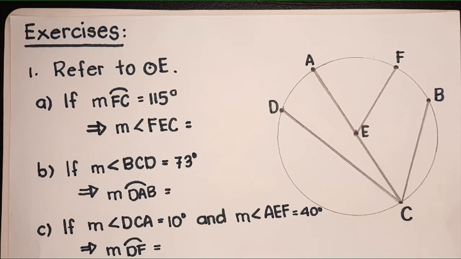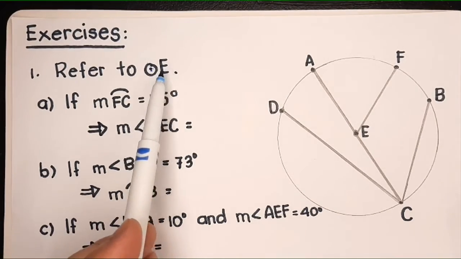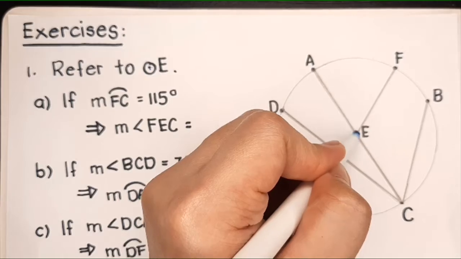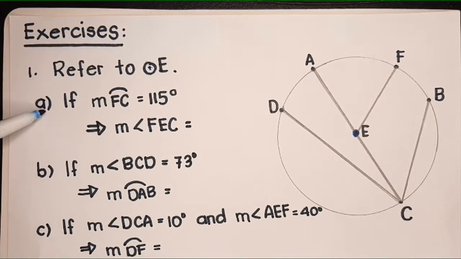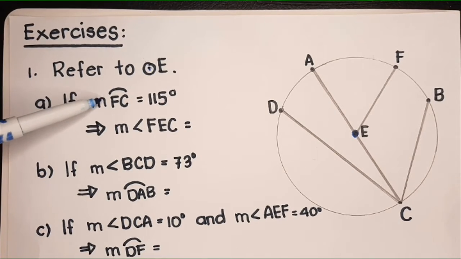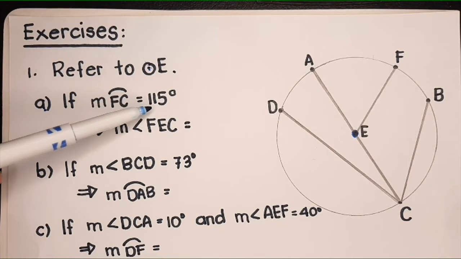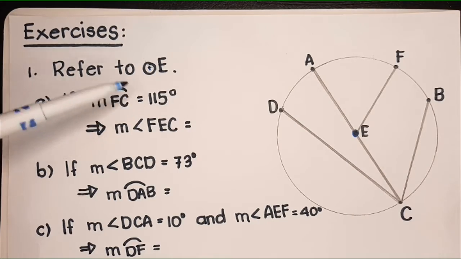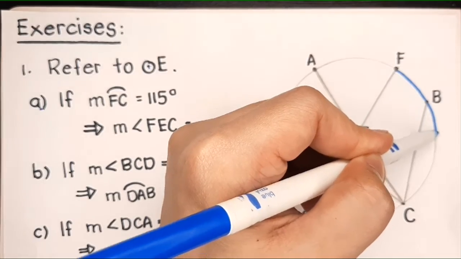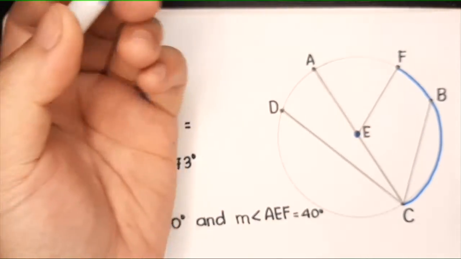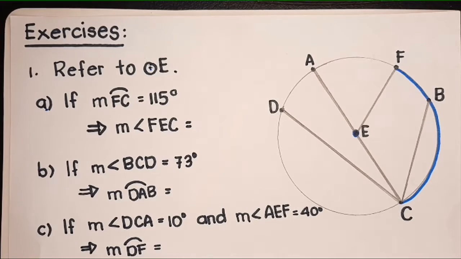Okay, let's review the relationship of angles and their intercepted arcs on a circle. Let's have this circle E. Circle E. So that means this point is the center of the circle. So, question number 1. If the measure of arc FC is 115 degrees, where is that? Here. The measure of arc FC is 115 degrees.